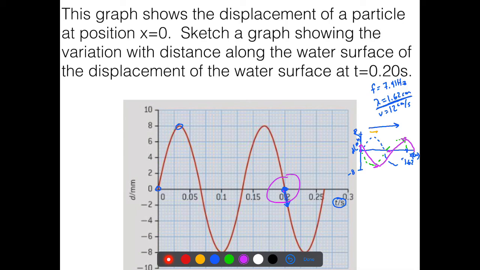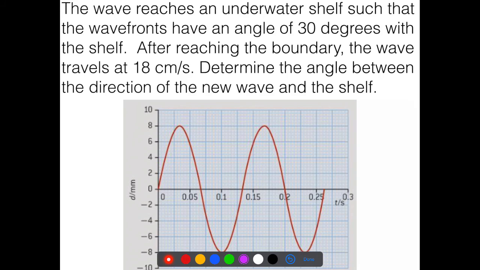At 0.2 seconds, we want the motion of the particle to be downwards, which means the blue graph was the correct one, and so my final answer should be this, where it goes from 8 to -8, and then it goes all the way up to that wavelength, which was, I think, 1.62, right? So this is in centimeters, this one is in millimeters. All right, so that's that part.